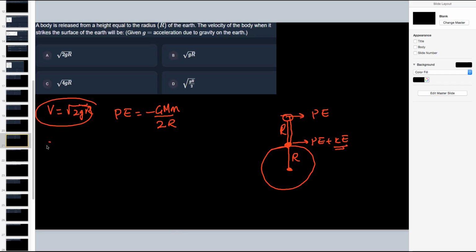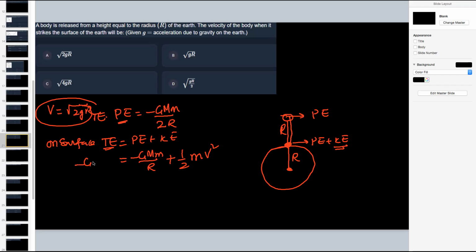So, on the surface, the total energy is equal to potential energy plus kinetic energy. This is nothing but minus GMm by R. Let us take this as half mv square. This is equal to the total energy, this one. This is the total energy at this position, so this is equal to minus GMm by 2R.